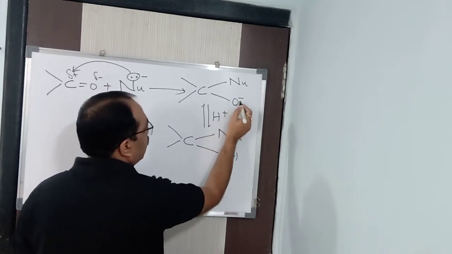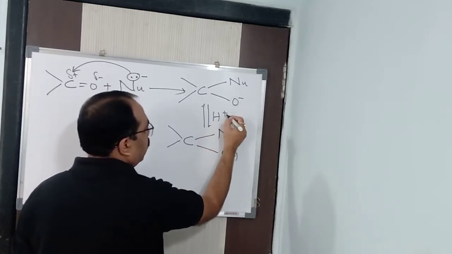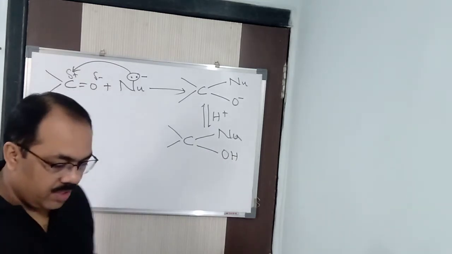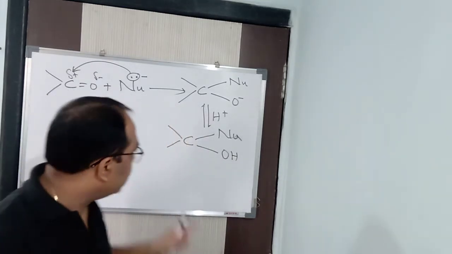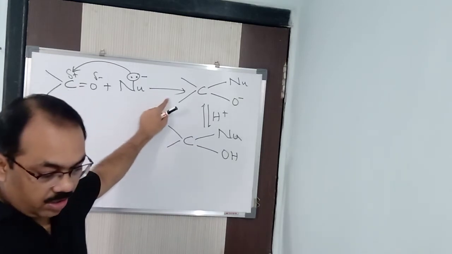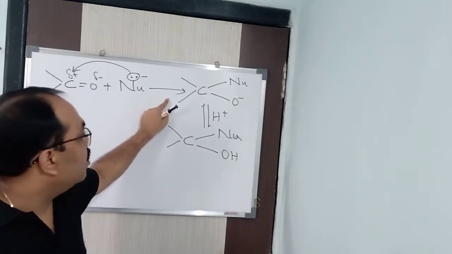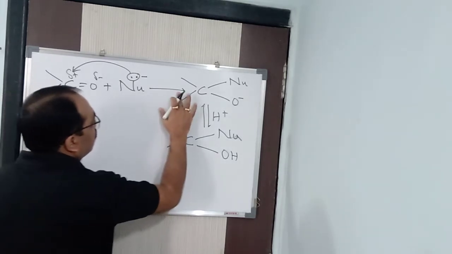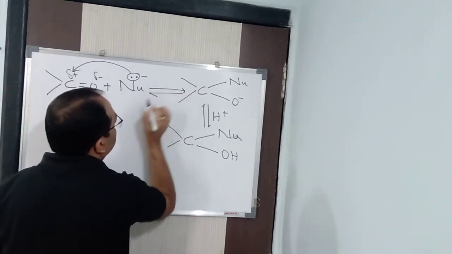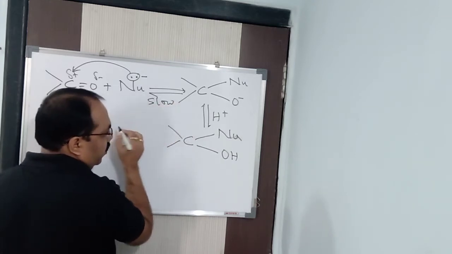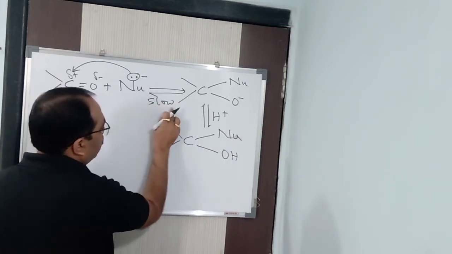H plus means this negatively charged will give electron to the H plus, and hence you got a stable product. So in this way, in the first step, there is an addition of the nucleophile. Got it? You can also say this is a reversible reaction, the first step. And this particular step is the slow step. You know that, all these things you have studied.